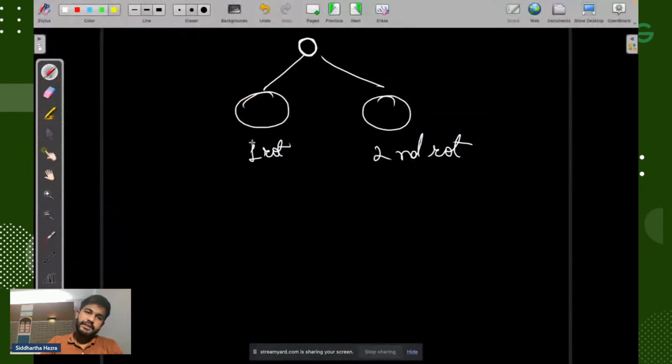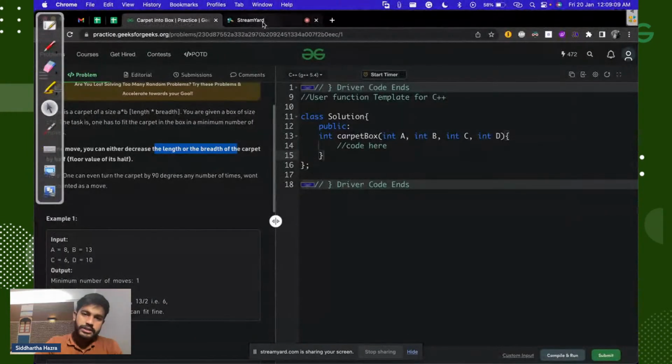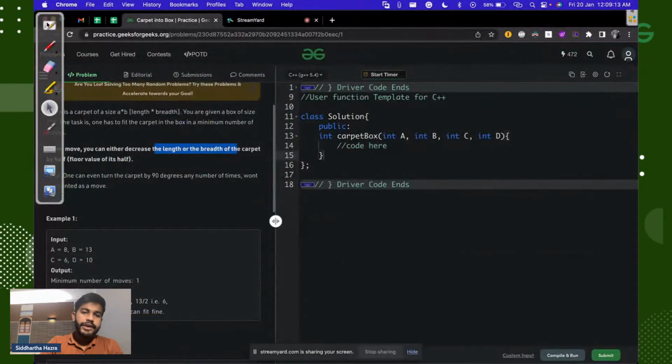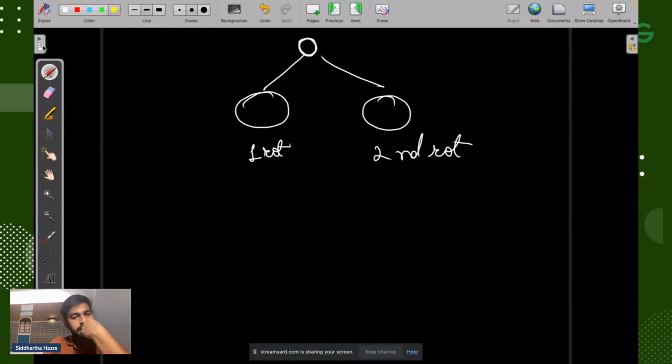Now, after doing one rotation, if we need to do one rotation, then one rotation should be enough. Yes, absolutely. So, the second rotation is nothing but the original state. Okay, so one would be the original state and one would be the rotated state.